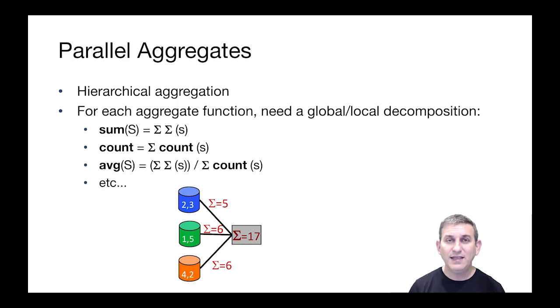Count, on the other hand, each node does a local count, and then you take the counts from the two nodes and you sum those together to get the total count. So for count, the global function is sum, whereas the local function is count.